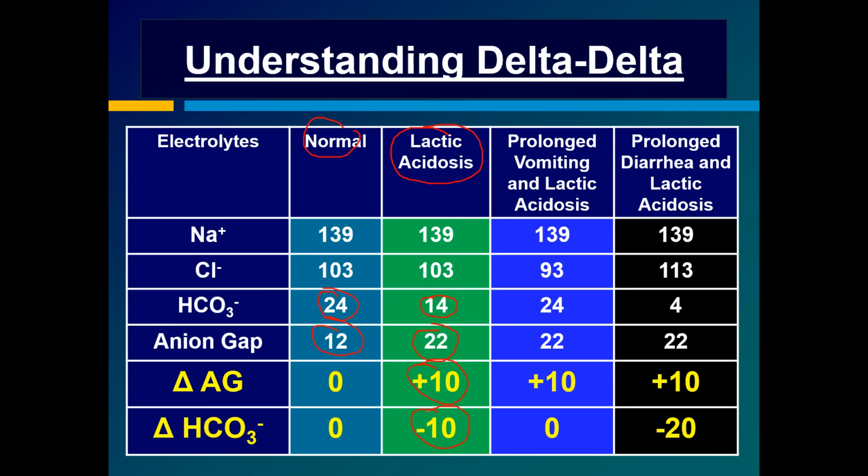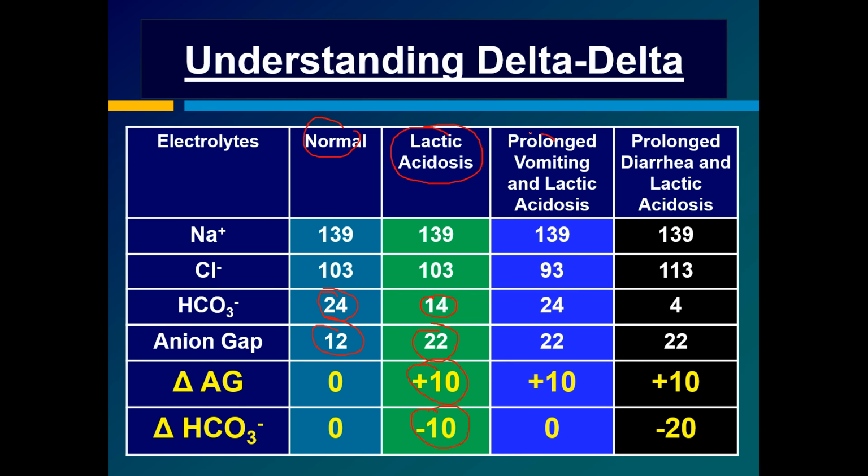And that tells you that this patient only has an increased anion gap metabolic acidosis. Anion gap goes up by 10, bicarbonate goes down by 10. The ratio is basically 1 to 1. So the only metabolic condition going on for that particular patient is an increased anion gap metabolic acidosis.